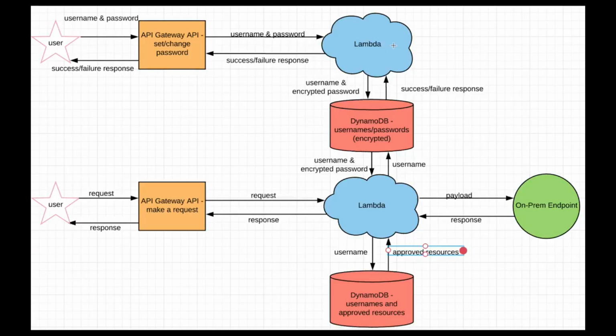The Lambda function also does all the encrypting for the user's password using Key Management Service, which isn't on this diagram.